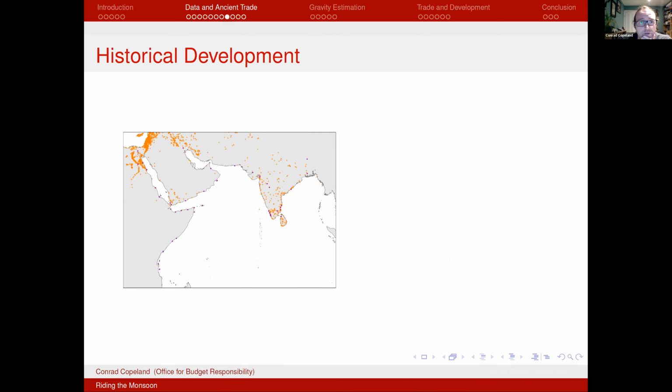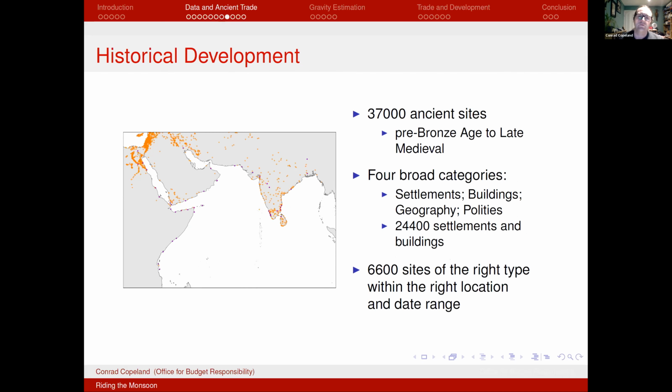And historical development is measured with the Pleiades data set of ancient archaeological sites, which has a whole bunch of things. It has settlements, buildings, polities, cultures, geography. It has mountains and things like that. And so I pare it down to just settlements and buildings and sort of human-made things, so that we're measuring human activity within the areas, right?